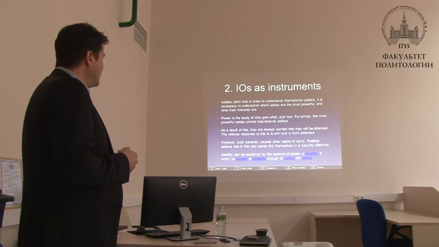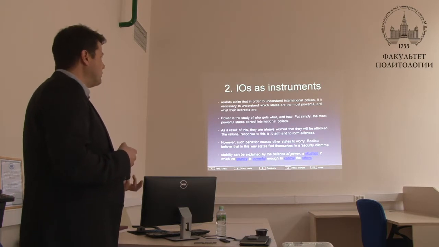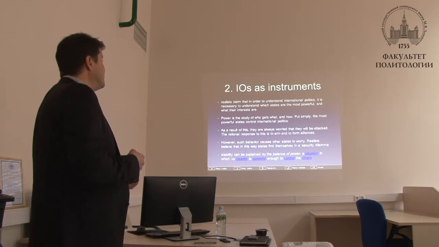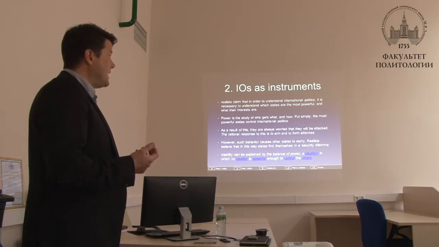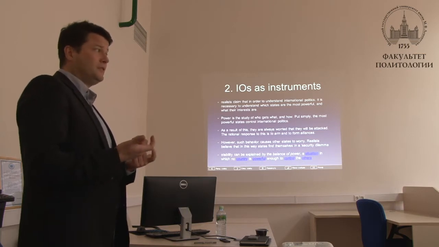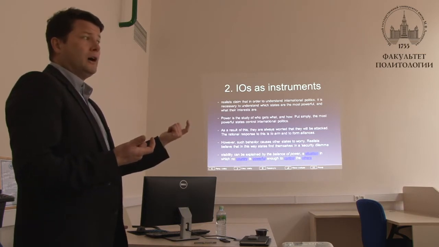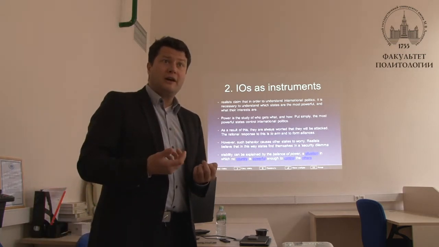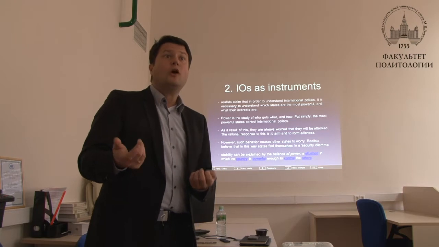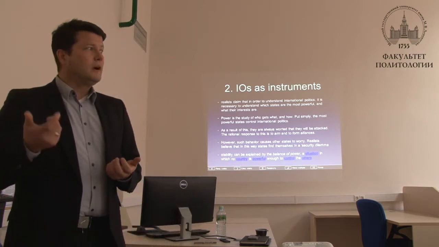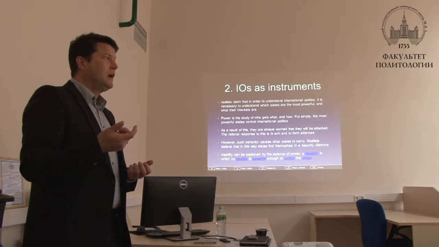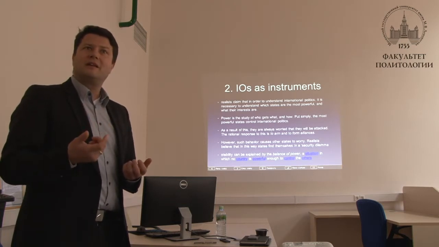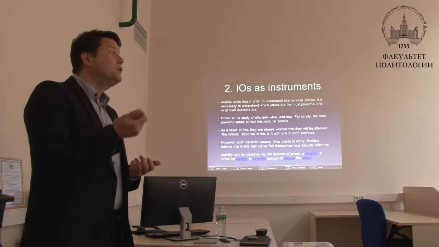As a result of this, states are always worried that they will be attacked. The rational response to this is to arm or to form alliances. These are the two options a state has. Either it could arm, it could be better prepared if a conflict arises, if an attack comes, or it could try to form alliances. However, alliances are critical. Alliances is not something that is positively denoted in realism.